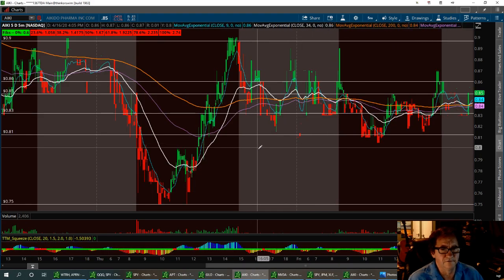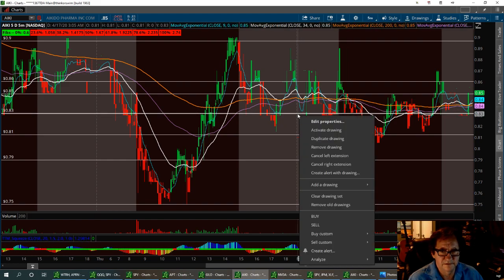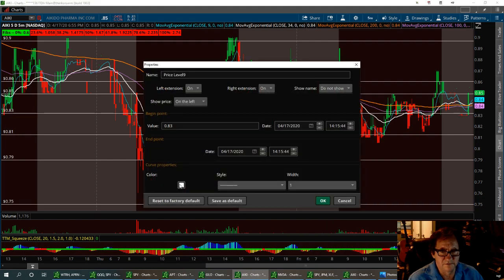So here we go. We got a low support at 75. We have a resistance to break at 90 cents. We have a pivot point area right here, right around 83. So that's going to be your pivot point. And I'm going to chalk this up in red.